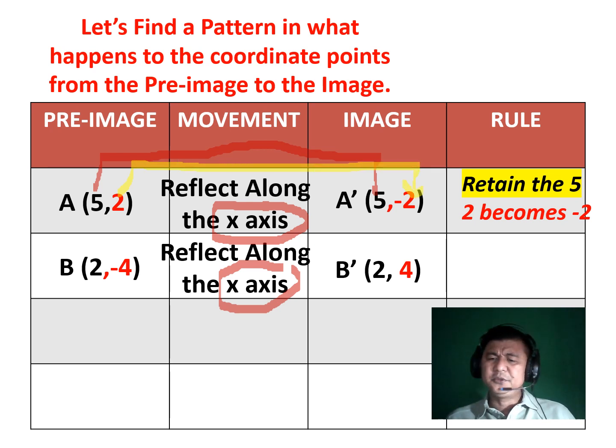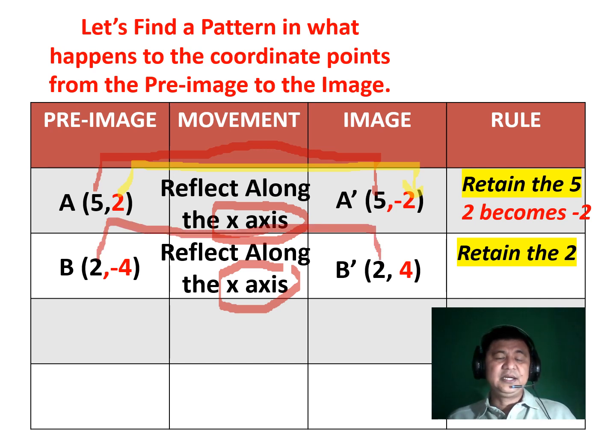Yes. What do you call that? When a 2 becomes the opposite of, yes, the opposite. There you go. So let's see. If we started from 2, -4, same again, we retained the x coordinate. What happened to the y coordinate? The -4 became a +4. So it's the opposite. All right.